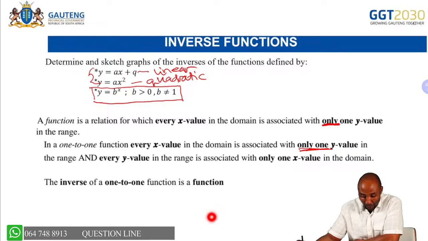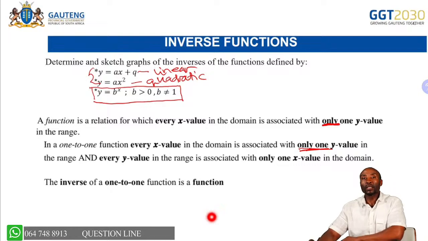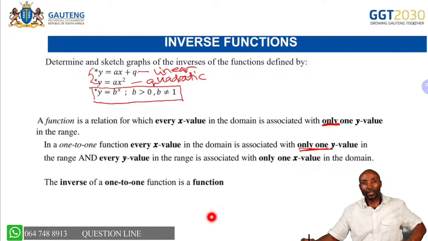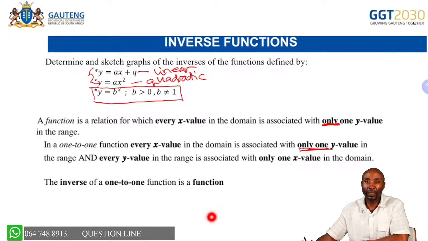So we will discuss ways of how to determine whether a function is one-to-one or not, using the horizontal and the vertical line test to help us deduce whether our function is one-to-one or not. If a function is one-to-one, it follows that its inverse will also be a function, only if it is a one-to-one function. Let's move on.